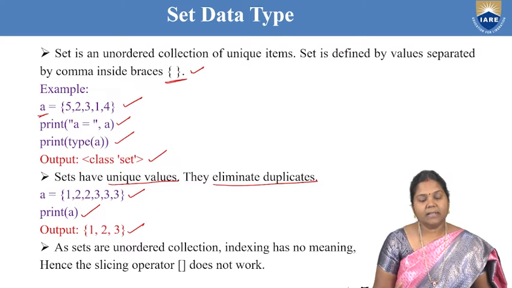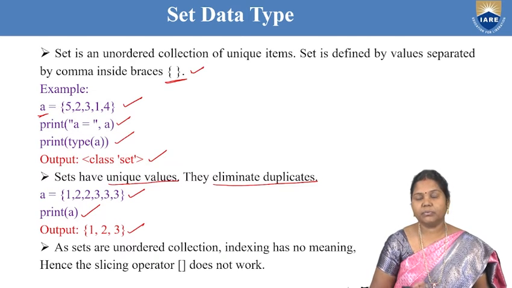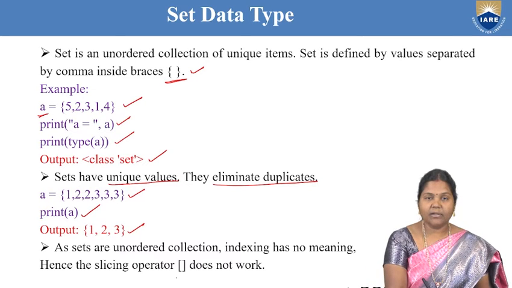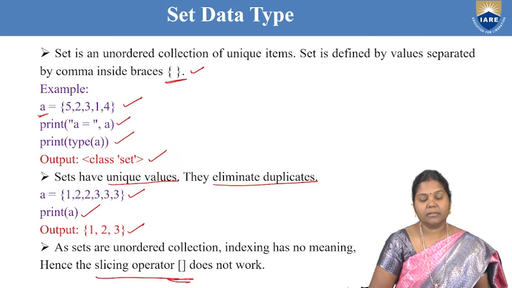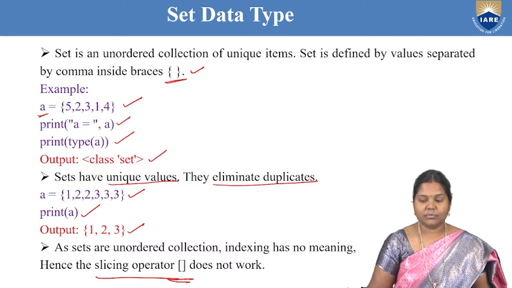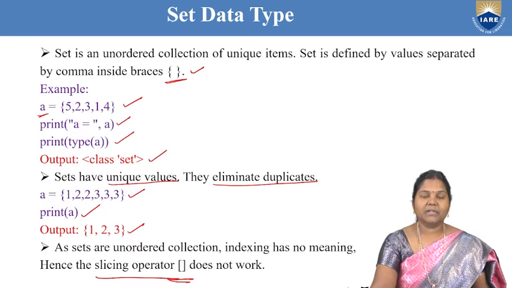Now, as set is an unordered collection, the indexing mechanism which is popularly used in list and tuple data types is of no use in the case of set. The slicing operator, which we use in other data types like list and tuple, also doesn't work here. So that is the uniqueness of this set data type. You cannot use indexing because of the unorderedness of the elements. You cannot use slicing also.